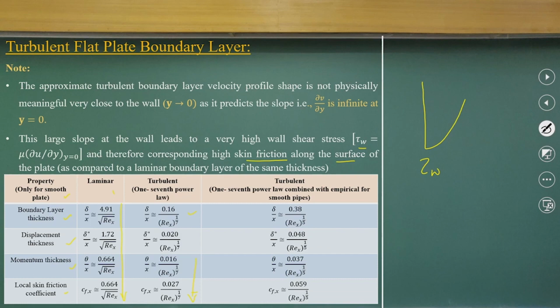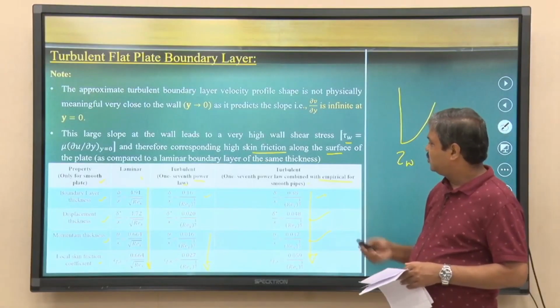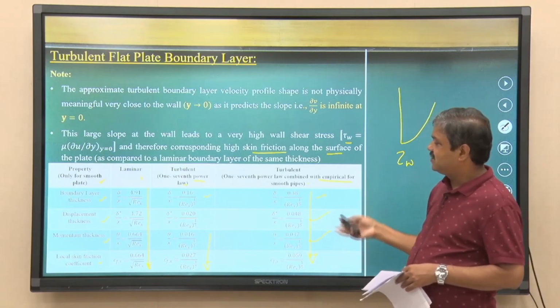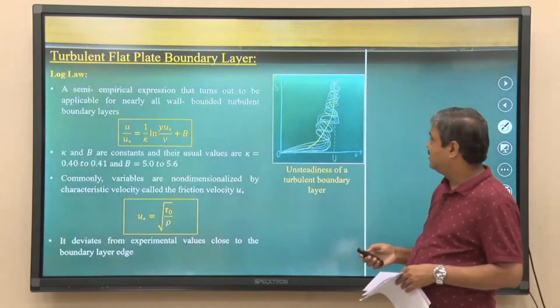This is the 1/7 power law, but this law does not hold good for all cases. They use a combined empirical form for smooth pipes, and again the relationship between boundary layer thickness, displacement thickness, momentum thickness, and local skin friction coefficients changes. In turbulence, a lot of studies were conducted to get the best approximations of boundary layer thickness and these properties in turbulent zones. So, these can all be said to be approximations.